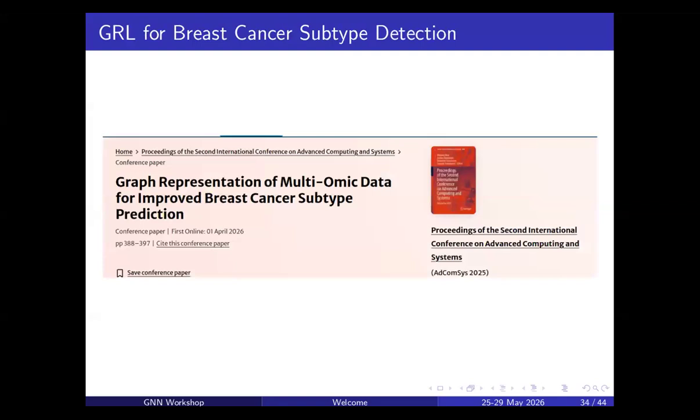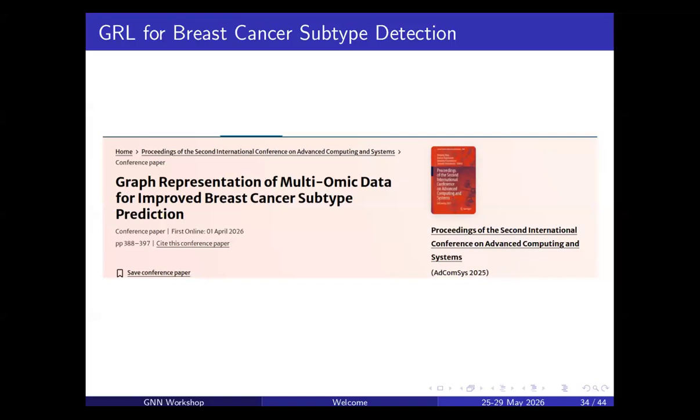Most people are interested in improving the quality of life and quality of health, so the impact of the results will be very high on society. The first work that we are going to discuss is our own work, done with my scholar, Miss Amrita Kumari. The work is graph representation of multi-omic data for improved breast cancer subtype prediction.